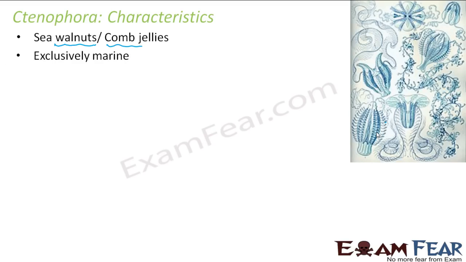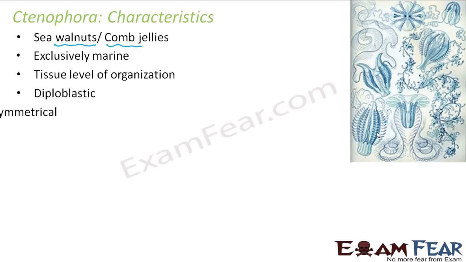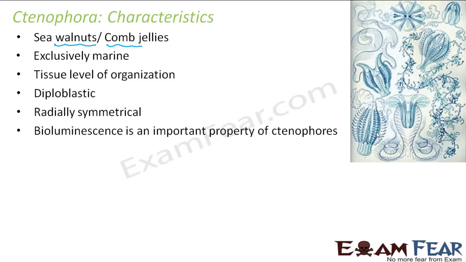They are exclusively marine, only found in marine environment. Tissue level of organization, same as Coelentrata. Diploblastic, again same as Coelentrata. Radially symmetrical. Okay, this is also the same. Bioluminescence is an important property of ctenophores. What is bioluminescence? Bio means life. Luminescence means light. So some of the ctenophores have this property that they give out light of their own. So that is a characteristic feature of the ctenophores.